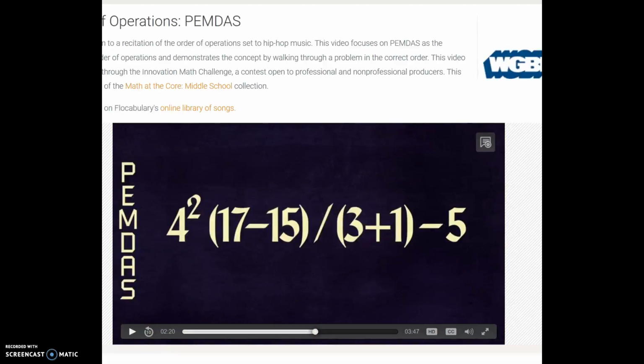It goes over the order of operations several times, and then it gives you an equation like this, and then it will ask the students to solve it.